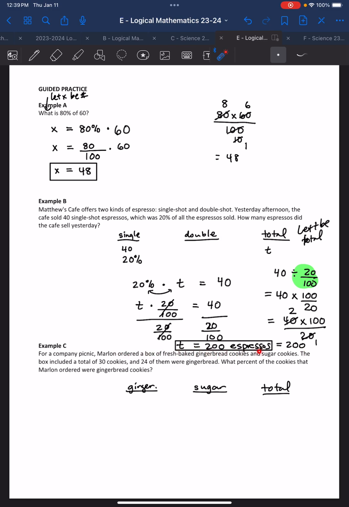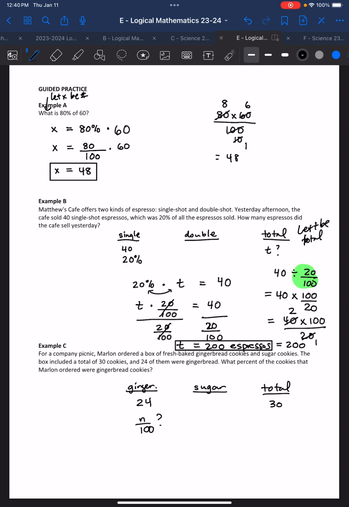The first sentence just gives me the information that there are two types of cookies. The box included a total of 30 cookies, so I know that 30 goes underneath here for cookies. 24 of them were gingerbread, so I put that under gingerbread. And I'm finding what percent of the cookies. So what percent were gingerbread? So I'm looking for the percent. That's the question right there, okay?